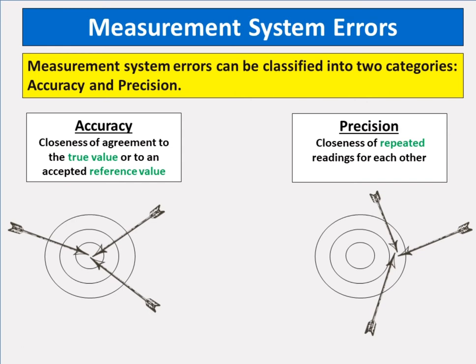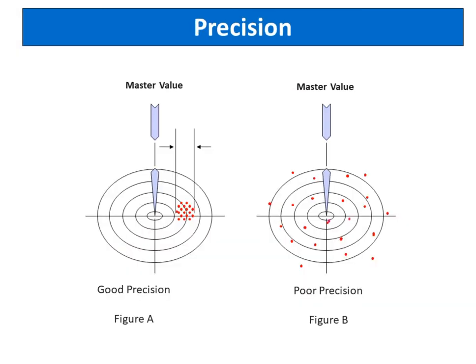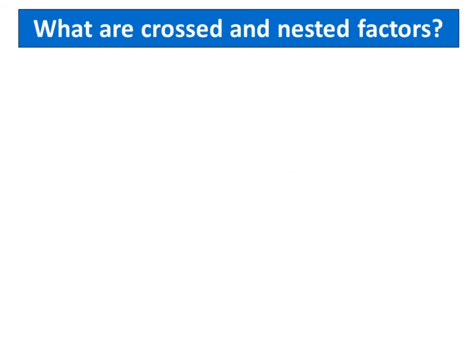That means it is possible to be very precise but not very accurate, and it is also possible to be accurate without being precise. The best quality scientific observations are both accurate and precise. If all of the darts land very close together, there is good precision, as shown in Figure A.